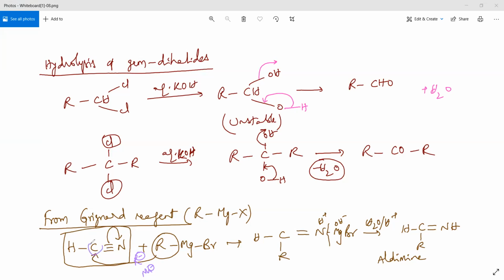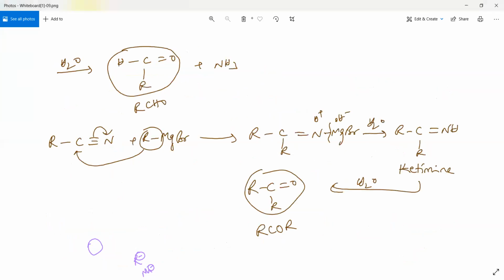It attacks the triple bonded carbon. Then followed by hydrolysis, we'll get aldimine. Then aldimine on hydrolysis will give you aldehyde. Then from alkyl cyanide, RMgBr finally gives ketone, RCOR.